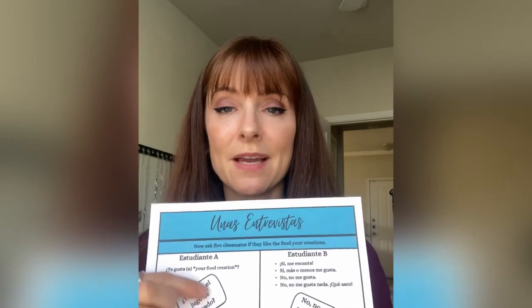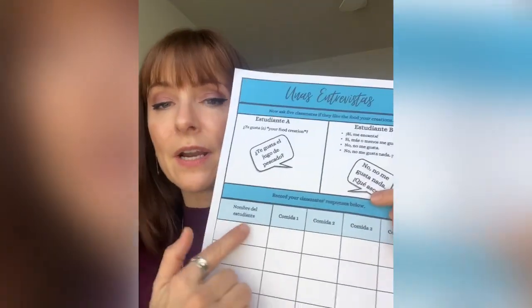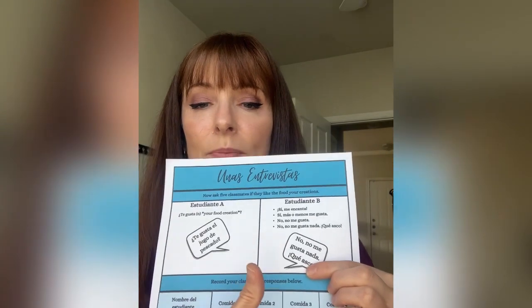Then the next part, this is where I saw that it really worked. I gave them this sheet that I made that gives them the example question, again with el jugo de pescado. And I said, ¿Te gusta el jugo de pescado? And then they would have to walk around, and I gave them a little chart where they gave me the name of the student, and then they gave the student responses for the 4 foods that they made up. But I gave them example responses on the sheet. Sí me encanta, me gusta más o menos, no me gusta, or no me gusta nada, que asco.